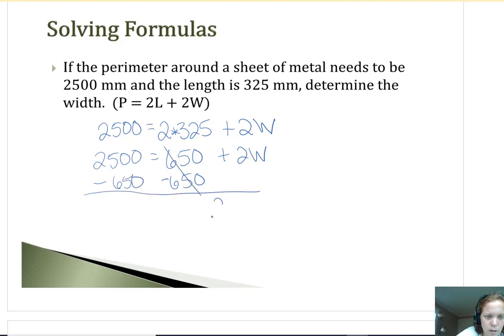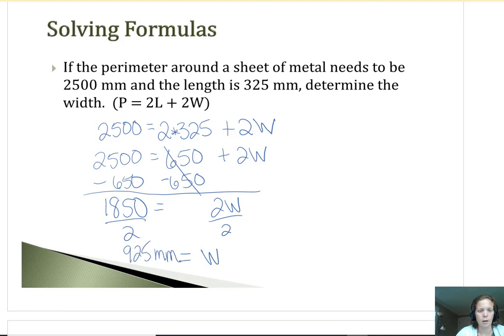on both sides. So 2W equals 2,500 minus 650 is 1,850. And then divide by 2. 925. Okay, and I can always plug it in to check. On my calculator, 2 times the length, 2 times 325, plus 2 times the width that we just got, 925. And my calculator is saying 2500. Yep. So I used the perimeter formula to check it.